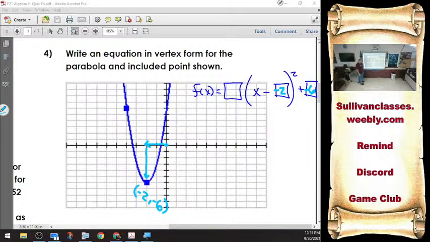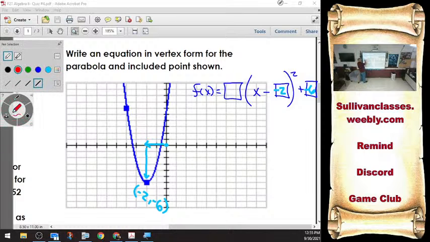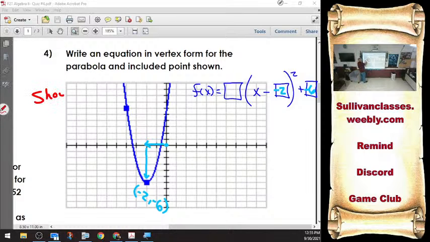Okay. How do I determine my a? Well, is it positive or negative? Okay. It's opening upward, so I know it's positive. But how do I determine what the a value is? What it did over what it should have done. The percentage of its normal movement.